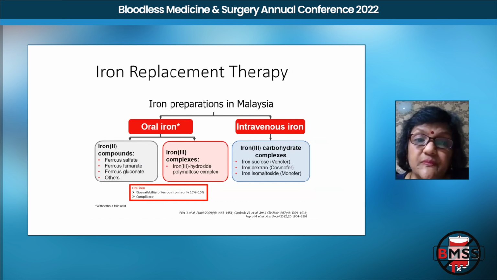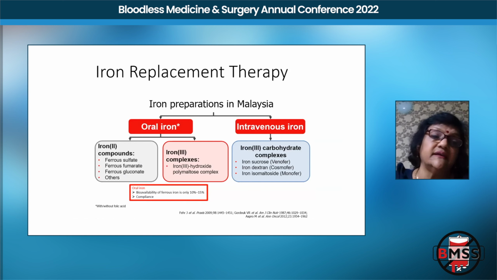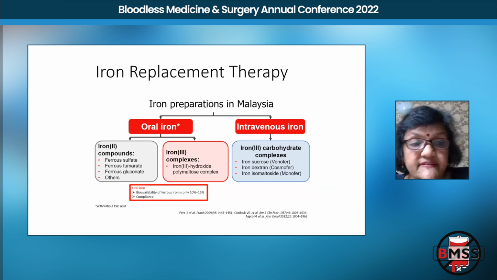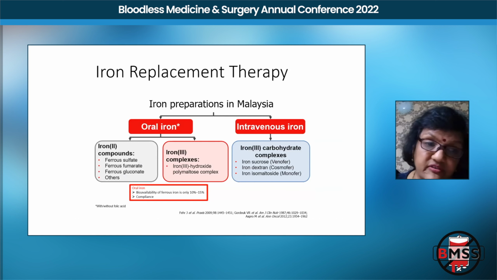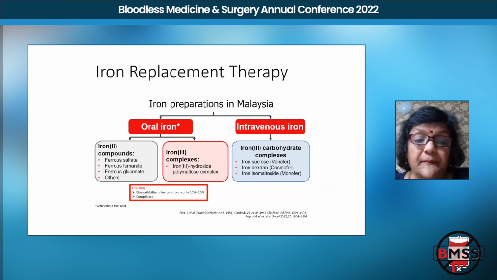So iron replacement in Malaysia is available in two forms: oral iron as well as intravenous iron. The oral iron that's available is ferrous sulfate, ferrous fumarate, and ferrous gluconate. And as we know, the bioavailability of oral iron is only 10 to 15%, and there's always an issue with compliance. Mothers actually don't like taking iron because of the odor and the aftertaste.